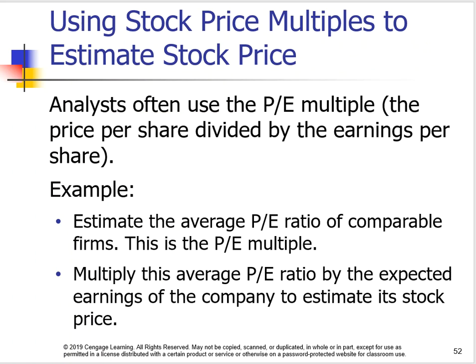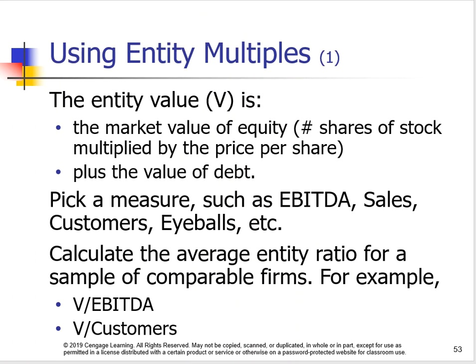We don't spend a lot of time on PE multiples in finance class, but they are used a lot in practice. And so analysts often use PE multiples to figure out what the stock price should be. Again, this is for a company that's not publicly traded, because if it's publicly traded, we can see what the stock price is. So the way we use PE ratios is we try and find a group of comparable companies, companies that are in the same line of business that we are, and they're publicly traded. And so we look and see multiples of all kinds of things.